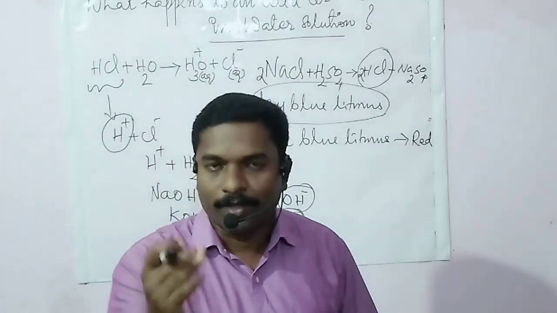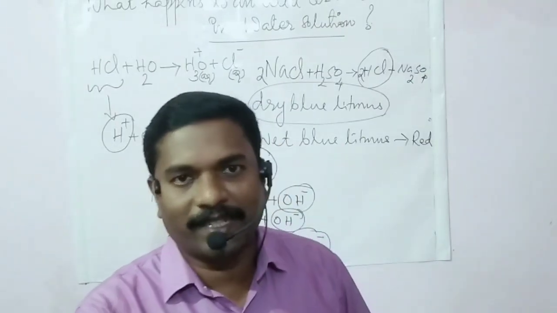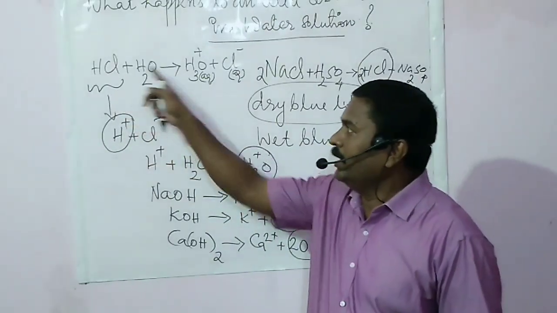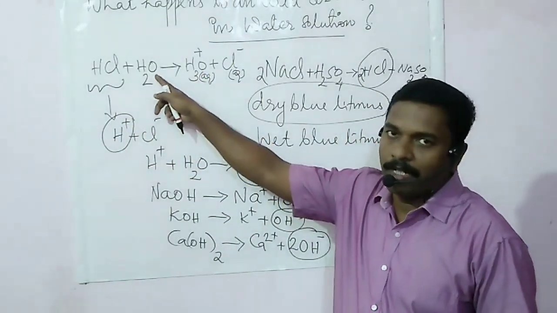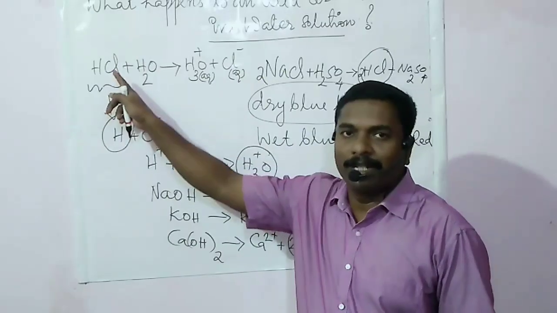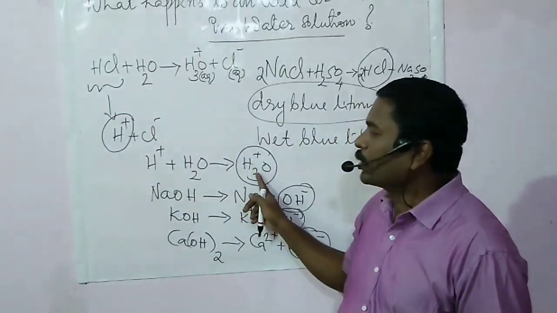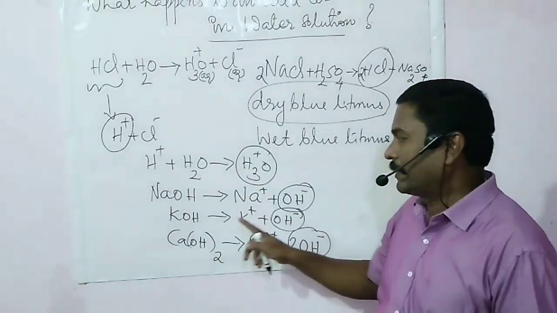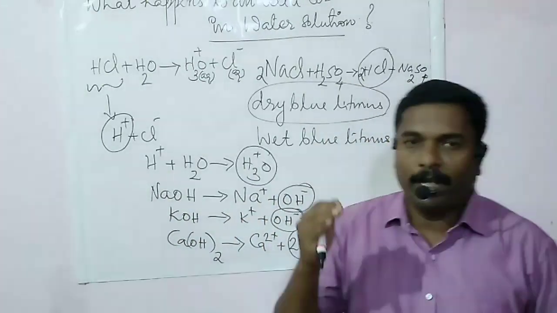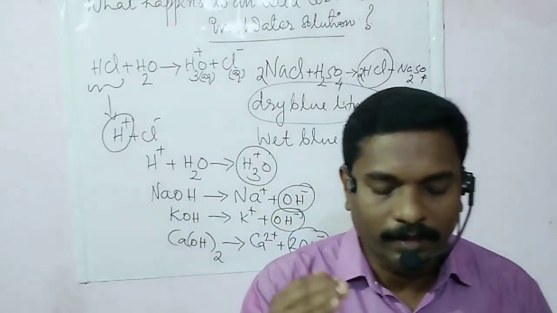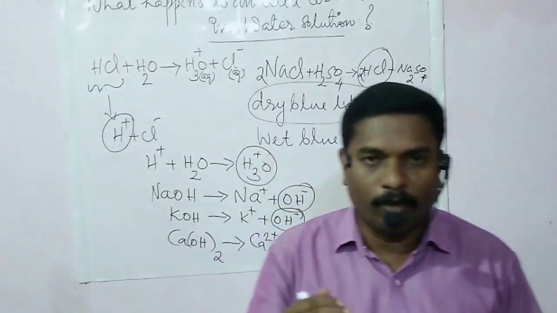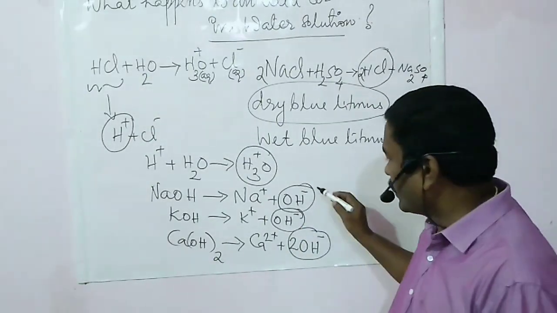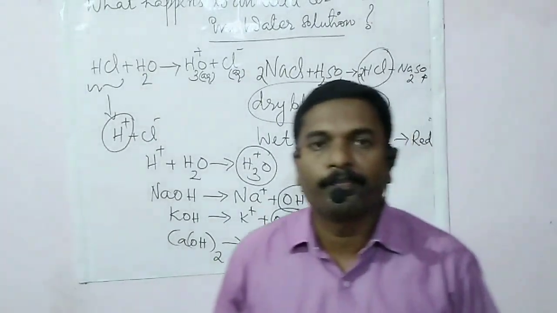So the characteristic properties of acids are due to the presence of H+ ions produced in aqueous solution, and the H+ ions produced in aqueous solution may react with water to form hydronium ion. Did you get me? Yes. Then similarly, bases ionize as positive ions and negative ions. And the negative ions formed here are OH- ions, and these OH- ions are responsible for the characteristic properties of bases.